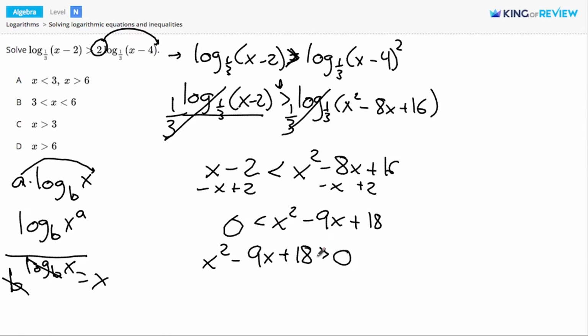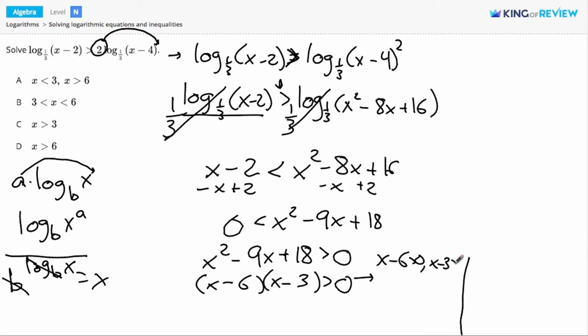I'd love it if the left side can factor, and if it factors, I should be able to find two numbers that go in these parentheses that multiply to 18 and add up to -9, and those numbers are -6 and -3. So this tells me one of two things must be true. If this product is greater than 0, either both factors have to be greater than 0, a positive times a positive is a positive, or both factors have to be less than 0, a negative times a negative is also positive.